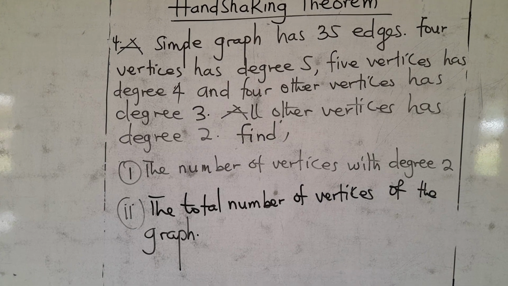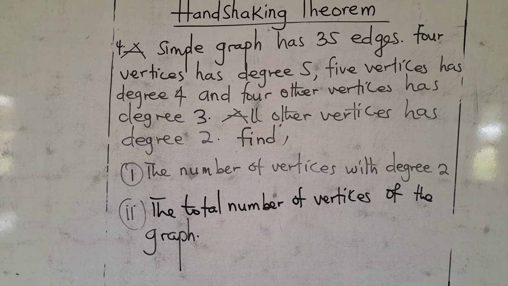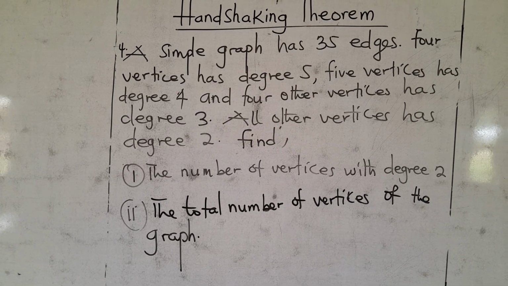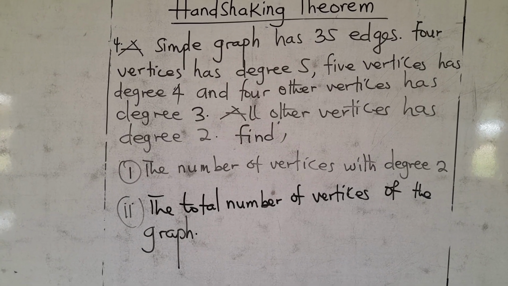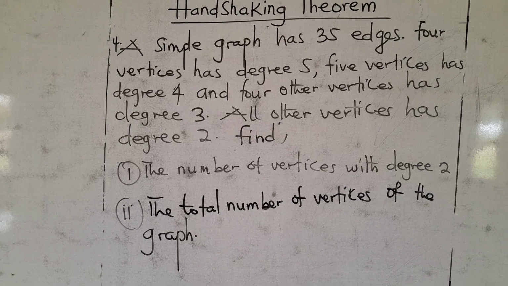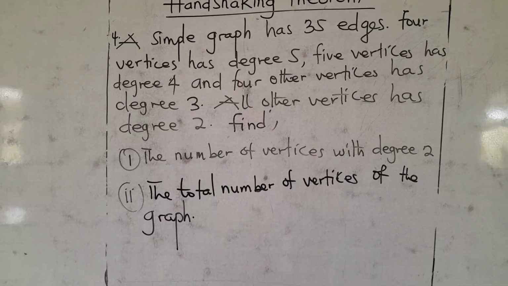And the remaining vertices have a degree of 2. Then we are asked to find the total number of vertices with degree 2. We should find the number of vertices with degree 2, then the total number of vertices of the graph. So why do we do this?